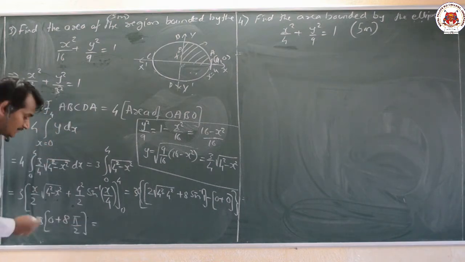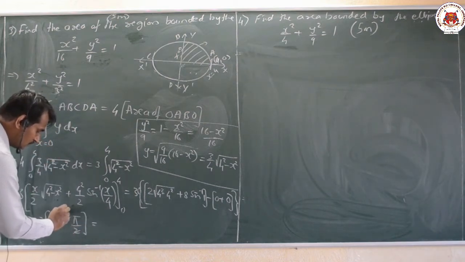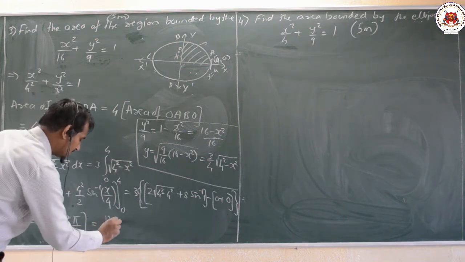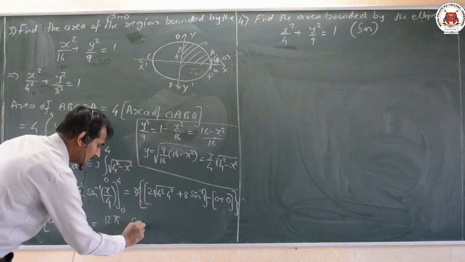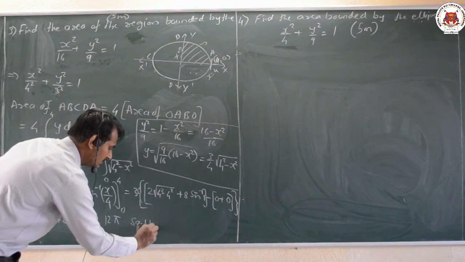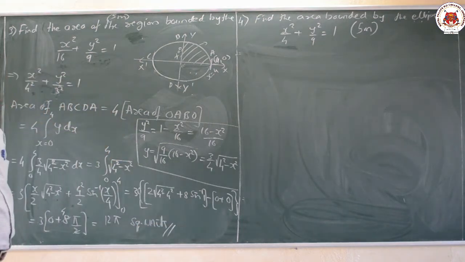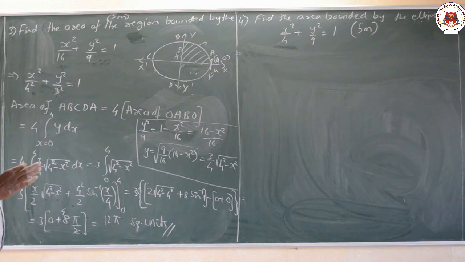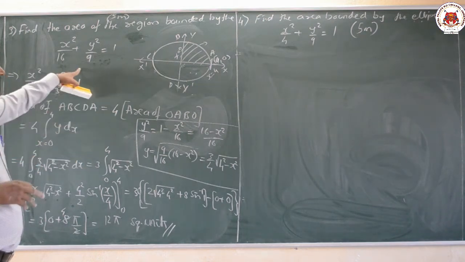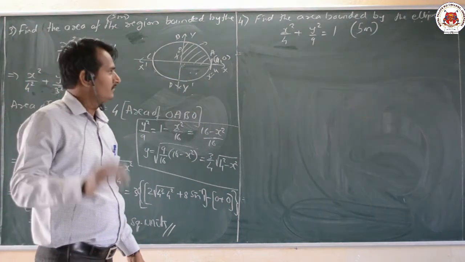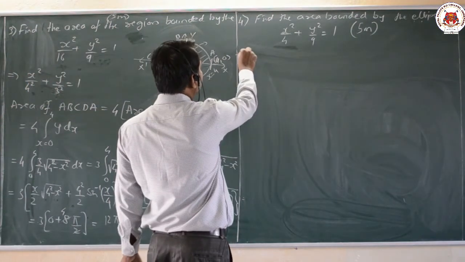Now here, after this we get 2 ones are 2, 4s are 8, 3 4s are 12 pi, that is nothing but the required answer. So therefore our answer will be 12 pi square units. Very, very simple thing. What is the main thing here is, depending on the curve, which graph I will get, that is very important here. Now let us start with the next problem.